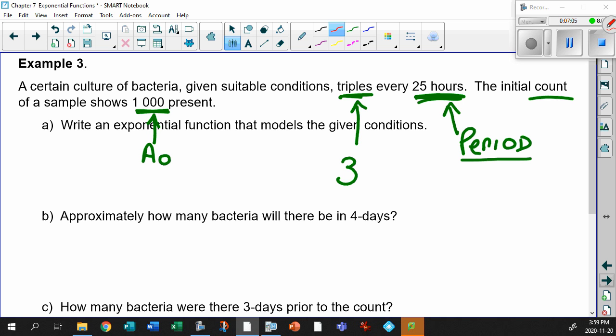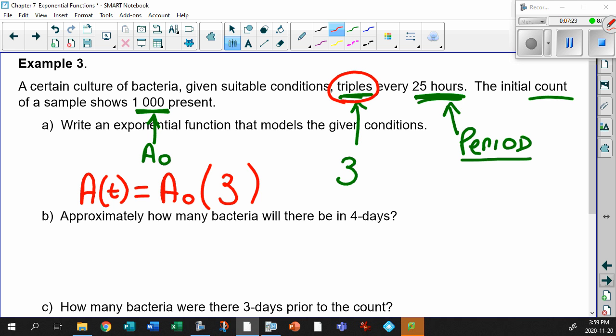Okay, so your total amount, you can write it as A or as A as a function of time. It doesn't matter. A is a function of time, then, is your initial amount times your tripling, okay, to the power of your time over your period, and your period is every 25 hours. So that means that time better be in hours. Be careful. It has to be in hours.